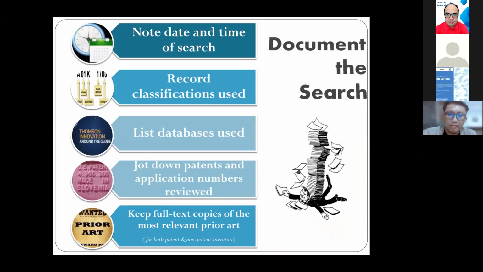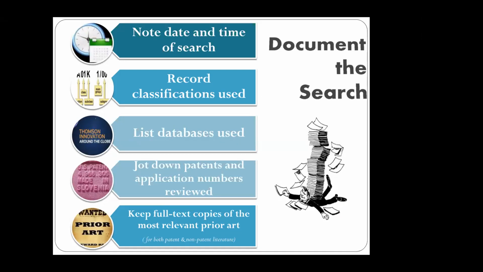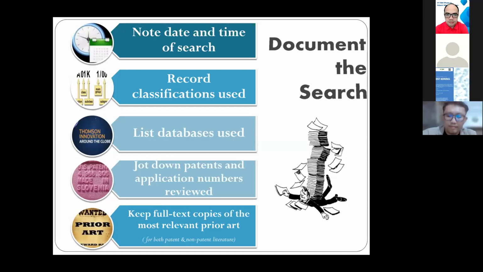So it is also important to make a documentation of your search. There is a document called a patent search report. It will be used if there is an activity on patent search.